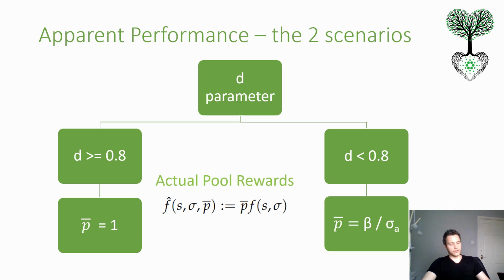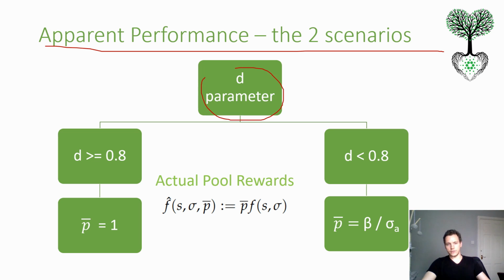Now I want to talk about the two different scenarios which are controlled by the D parameter and in turn control how apparent performance is calculated or not calculated. So in the first scenario, the so-called transition phase, where the D parameter is set to be greater or equal to 0.8, the apparent performance of any pool is set to 1. Now, this is actually very favorable for large pools, because if you imagine a large pool that gets, for example, 100 blocks assigned to it, and it creates only one block out of those 100, it will get rewarded as if it created all 100 blocks, because its performance will be set to 1 by default.